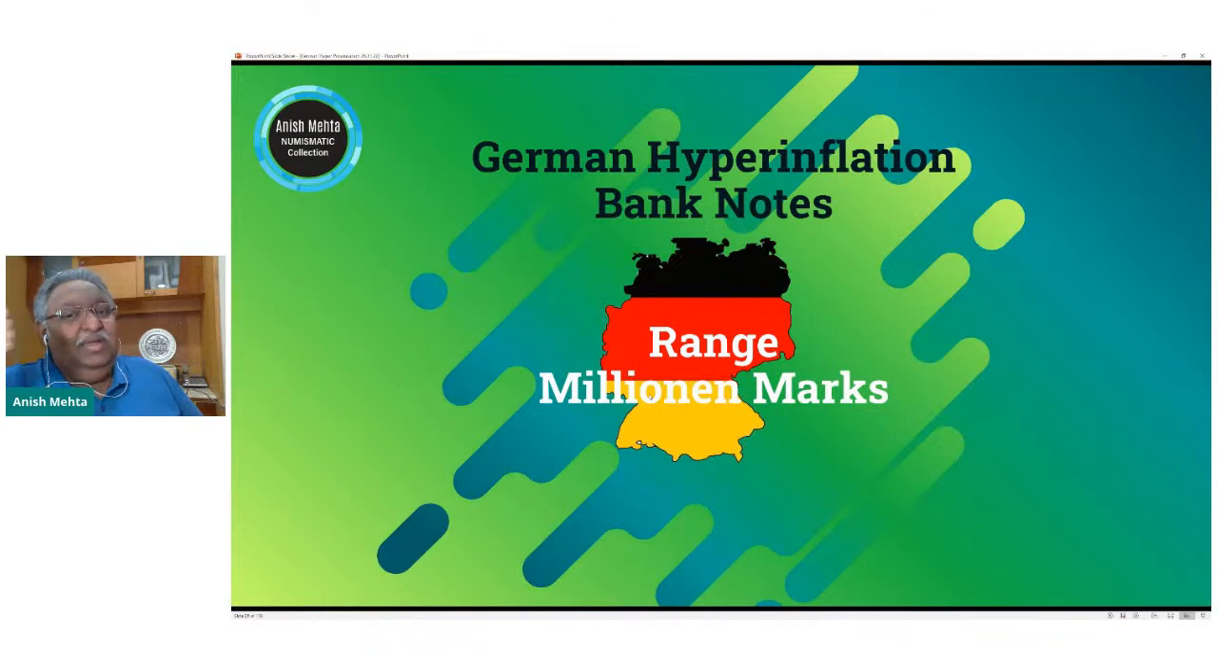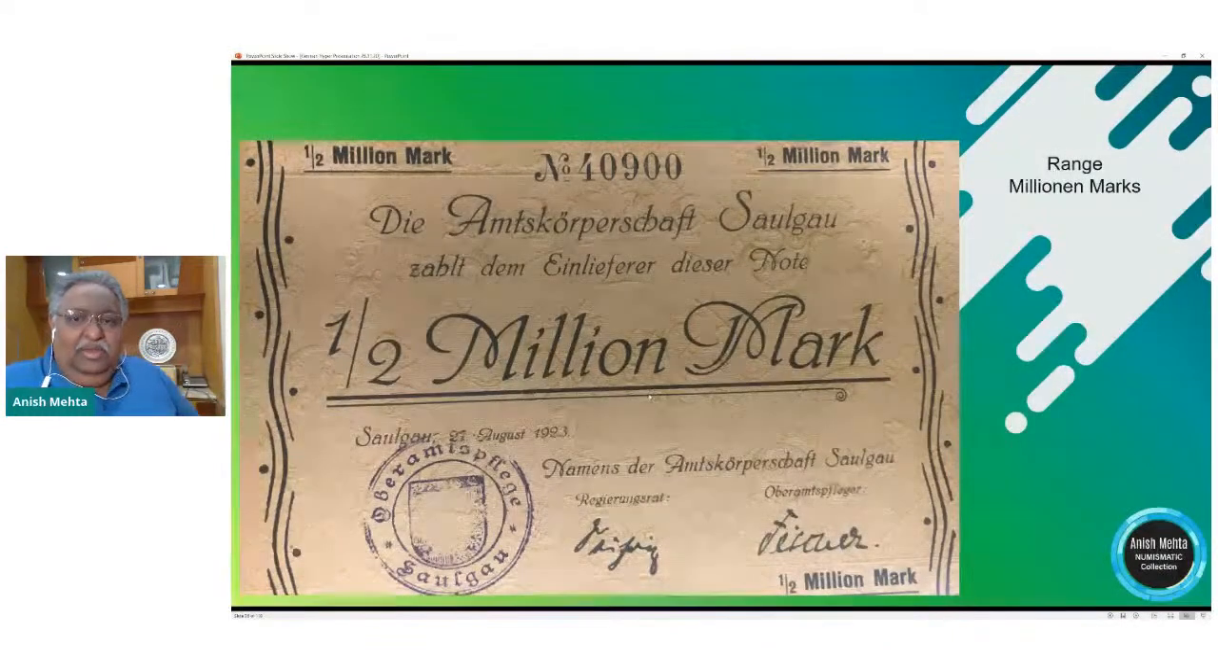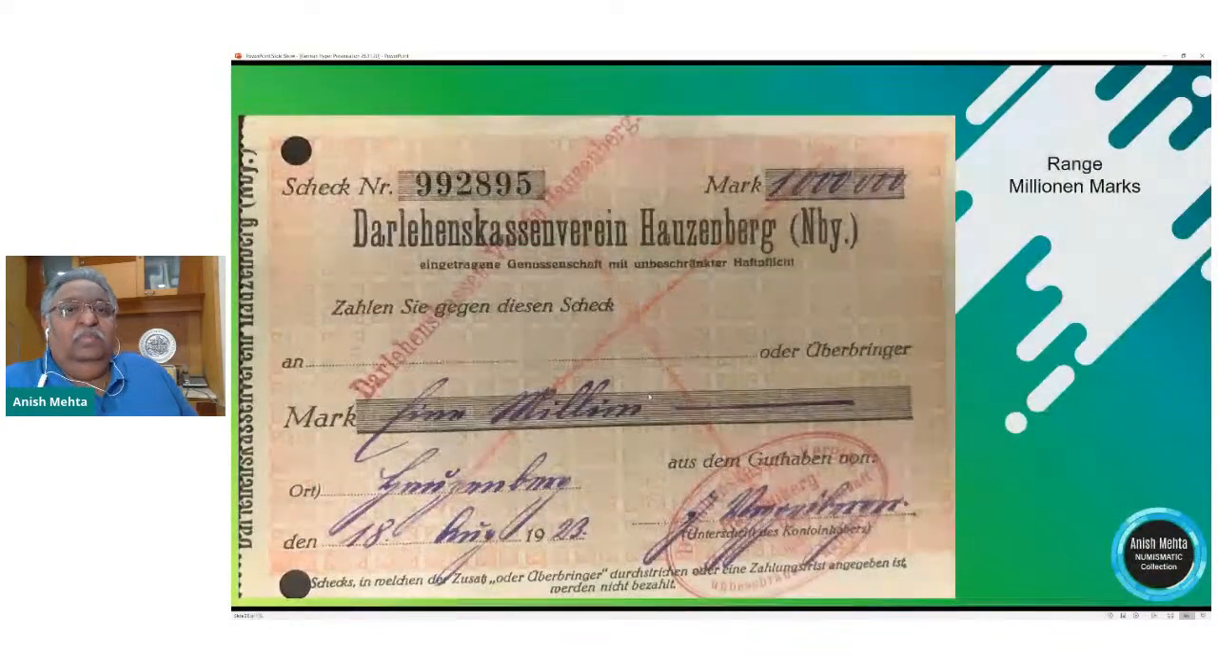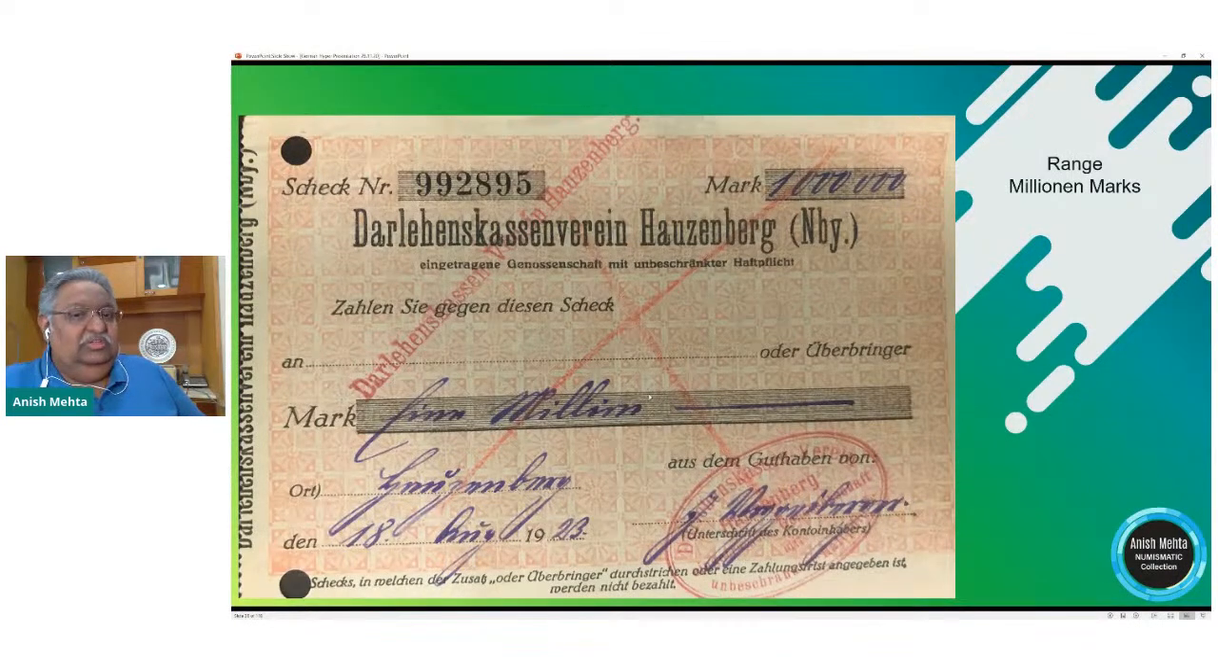Now we come into the million range, which is the millions of today's times also. Half a million mark. This is 1 million mark, and this is on silver foil. This is another 1 million mark. These are known as Notgeld. These are currencies, but the format of the currency is like a check. It is a handwritten note and hand signed.